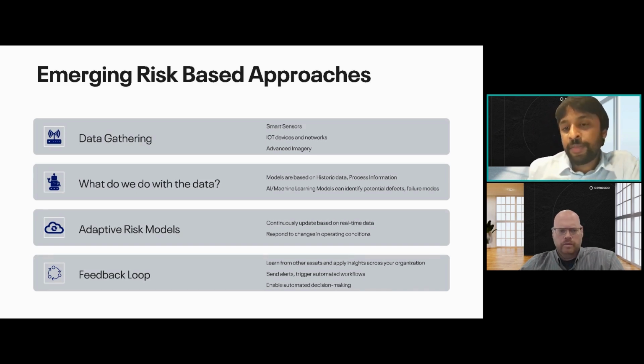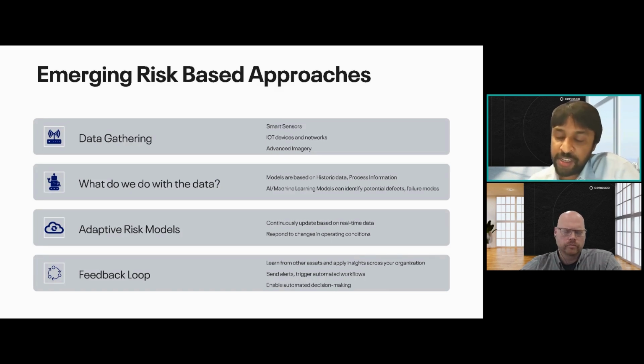Okay, so this is step number 2, right? We have gathered the data, we have analyzed the data. And how do we utilize the analyzed data? Where does this analyzed data typically go? And this is where adaptive risk models come into place.